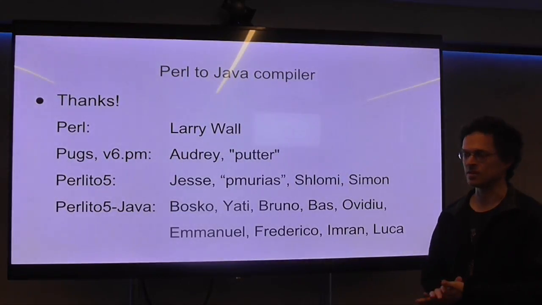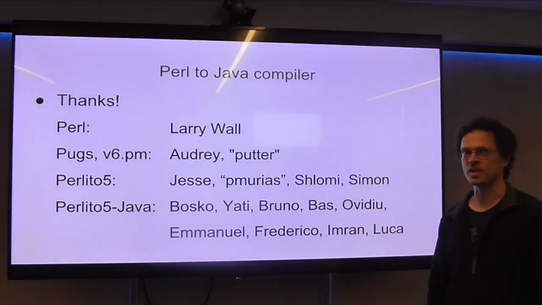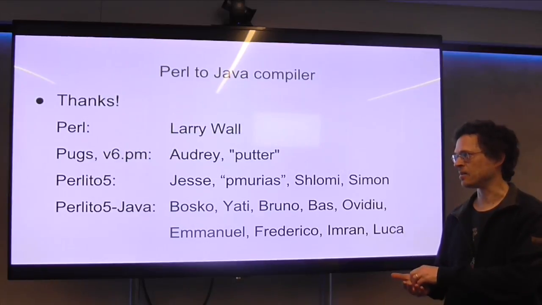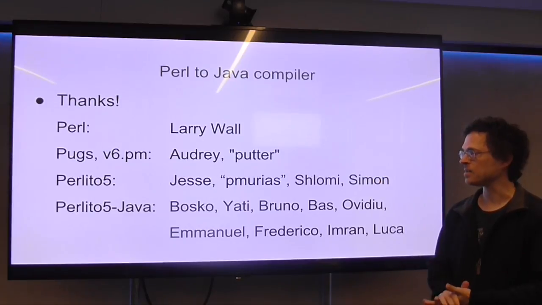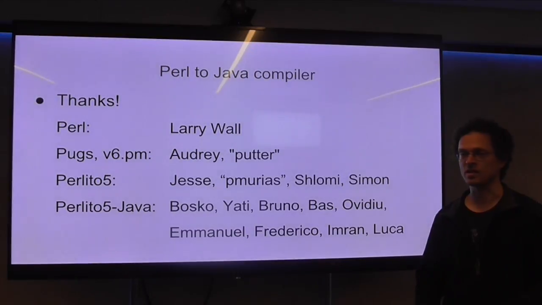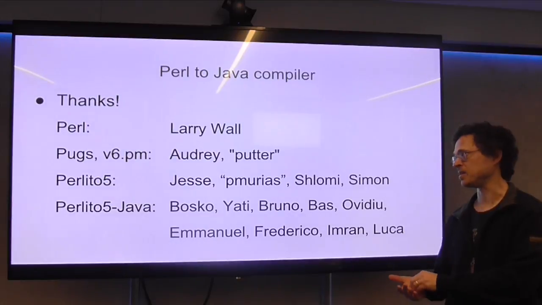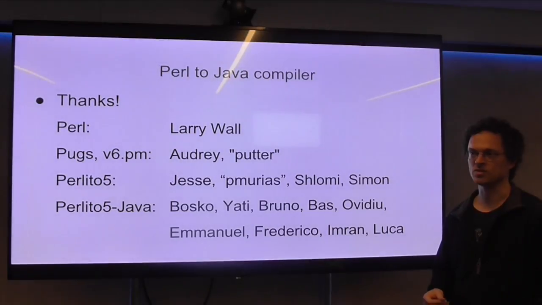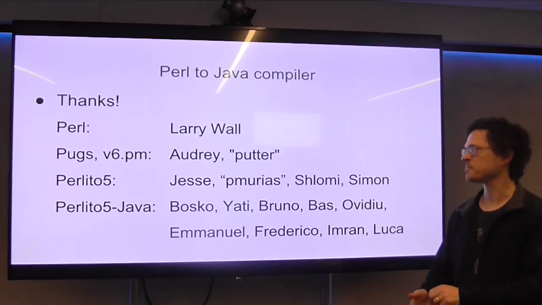Audrey was the initiator of Pugs. Putter was a guy who started implementing a backend for Pugs in Perl 5. So I joined them, and after some time we created v6.pm, which was Perl 6 written in Perl 6 but ran on a Perl 5 backend. So it was rather incomplete Perl 6, but it was good enough to compile itself and run in Perl 5.